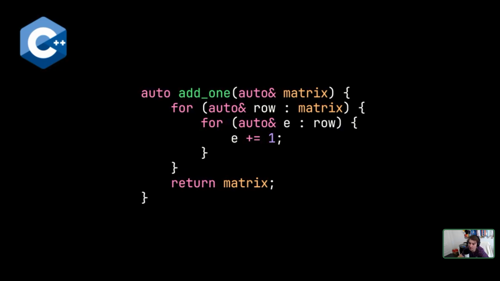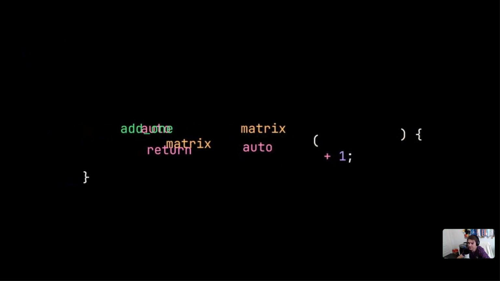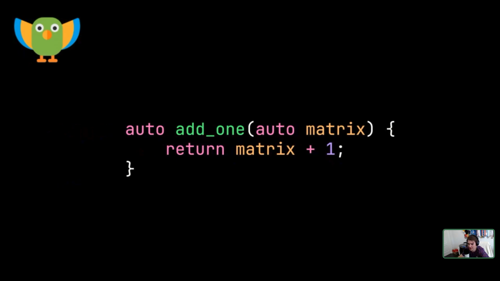You can try and do this with ranges, but it's even worse, in my opinion, because you're nesting the transform views, and then you have to use a lambda, so it's just incredibly messy. However, if you have rank polymorphism, this is what you have to do.